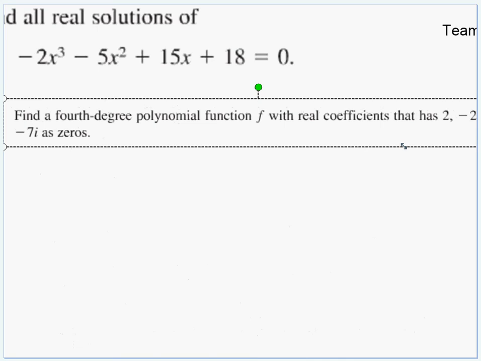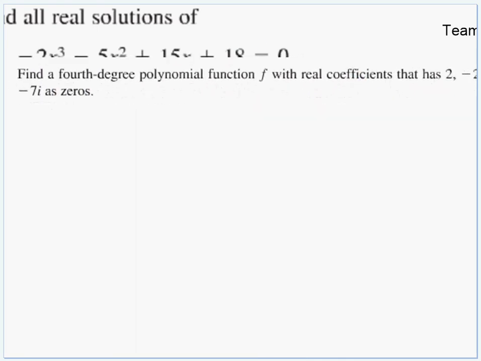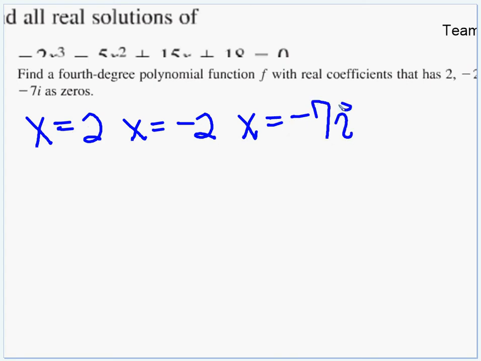All right, now we get to make our own polynomial. So we have 2, negative 2, and negative 7i. x equals 2, x equals negative 2, x equals negative 7i. And we know that those come in conjugate pairs, so there is a plus 7i out there also. Let's make them into factors.